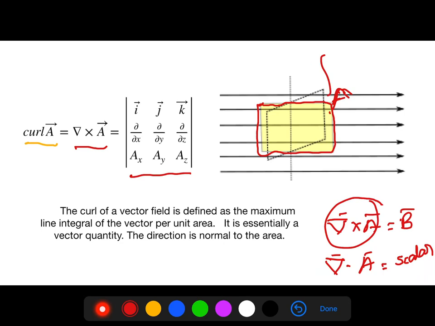So for curl fields, the line integral around a closed path is non-zero. Curl means some curve or some changes rather than uniform; there will be certain changes like that. So these fields cannot be derived as the gradient of a scalar field. Moreover, they show the property of curl. Curl means some type of rotation. Now we will discuss it.